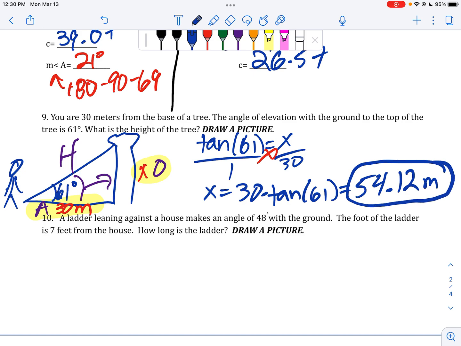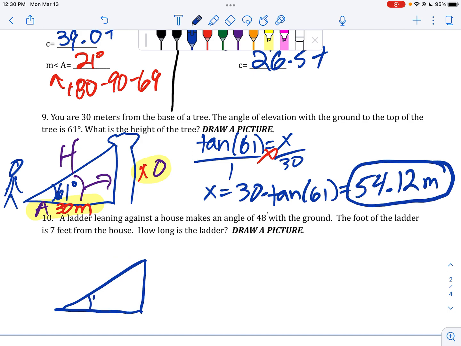All right. Next one, number 10, it says a ladder is leaning up against the house. If you look at the key, you'll see my picture is very detailed. You don't have to draw a detailed picture. You can just draw a right triangle, and that's totally fine. So where's the ladder going to be? It's probably going to be this diagonal, right? Ladders are always diagonal.